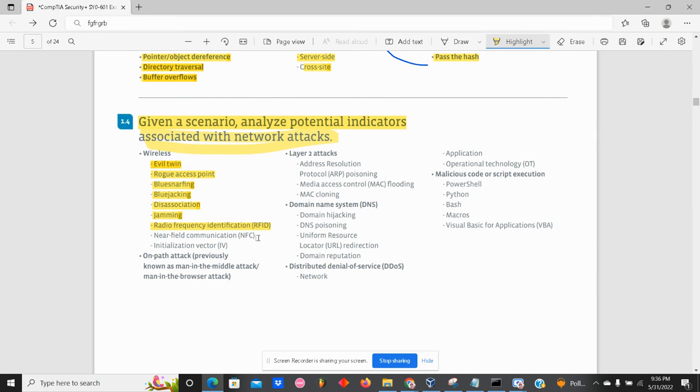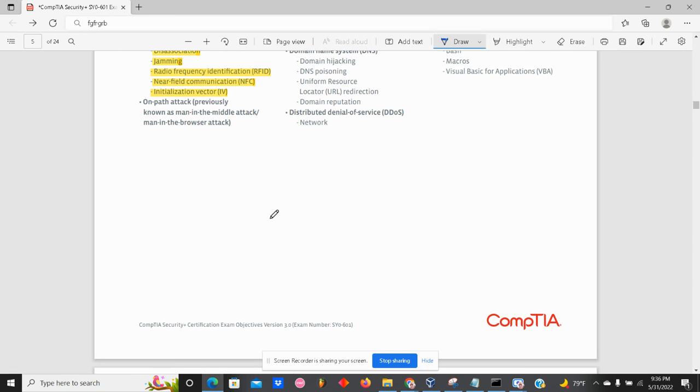RFID is used for smart cards. So you could steal the smart card interaction and try and log in yourself. NFC is used for card payments using your phone. Initialization vector is essentially salting. Let me explain salting really quick right now.